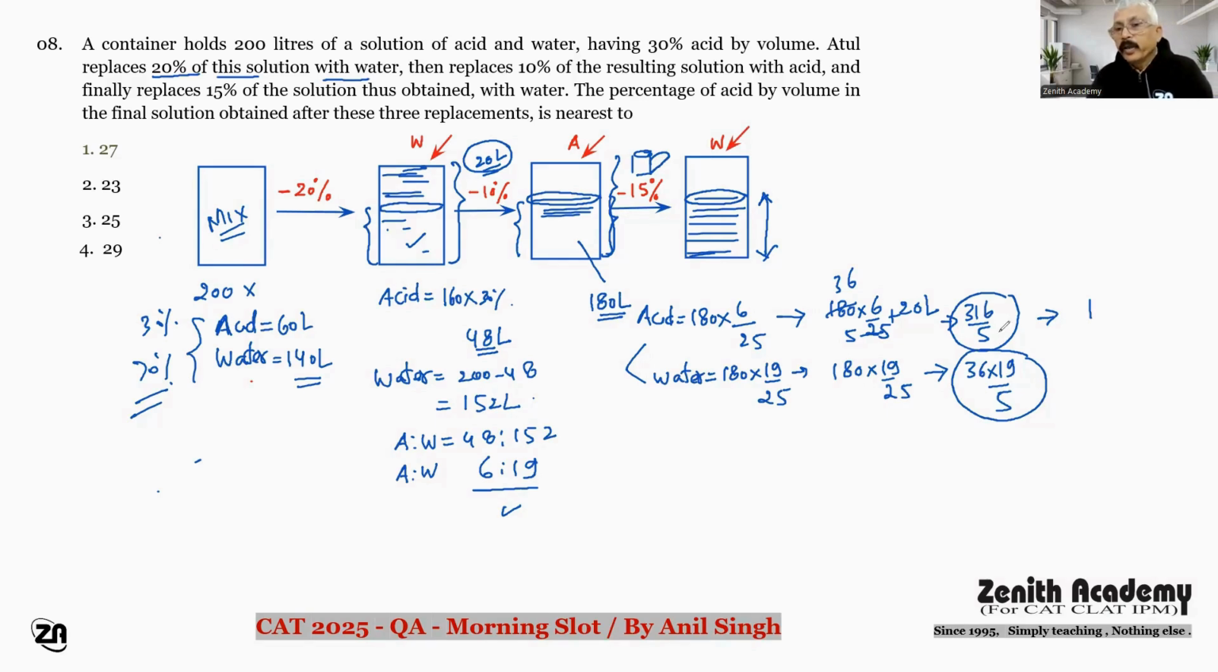So now the ratio between acid and water is 316, 5 and 3690 by 5. It is coming 3619. So 6 36 means it is coming 79 into, आप कैलकुलेट कर लीजिएगा, 79 into 171. This is a ratio after this.